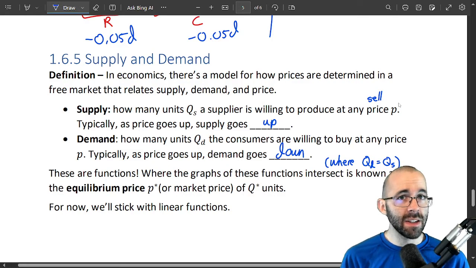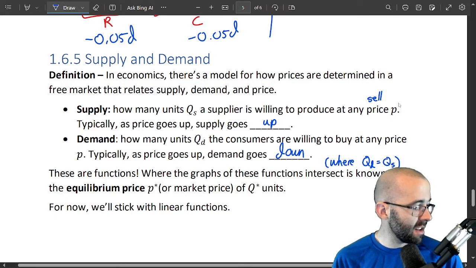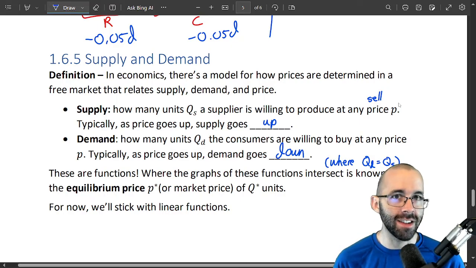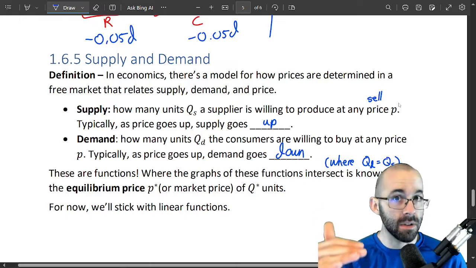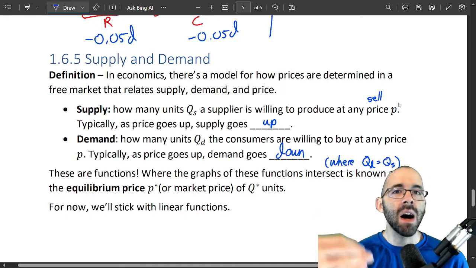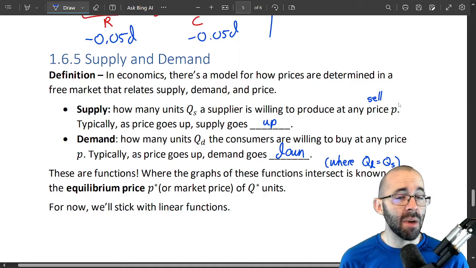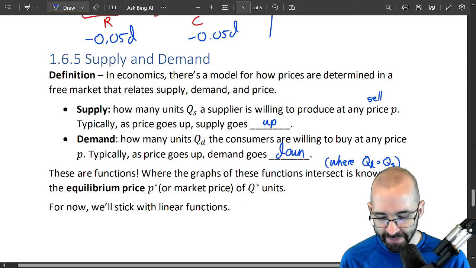And we're going to talk about linear functions here, but in reality, this could be any kind of function. Supply and demand functions can get pretty gnarly depending on how good of a model we want. We can model these real life situations with lines, but you're going to get a more accurate model with more complicated functions. We're just doing lines right now.